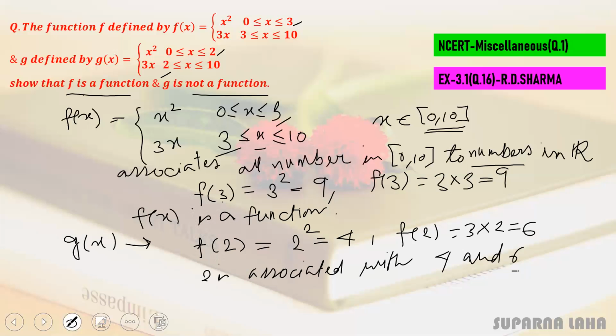So the second condition is what? That is, if (a, b) and (a, c) are present, then b is equal to c. But 4 is not equal to 6. So we can say that g is not a function. Okay, so write down the language and solve these questions.